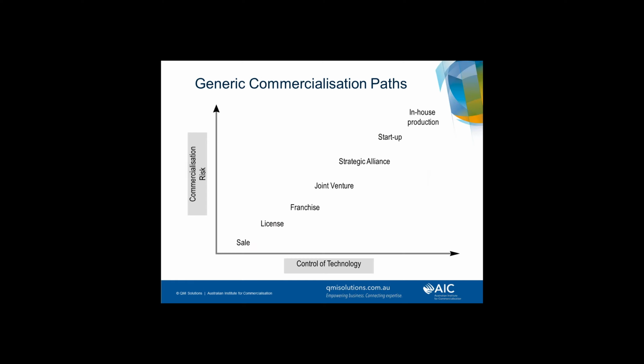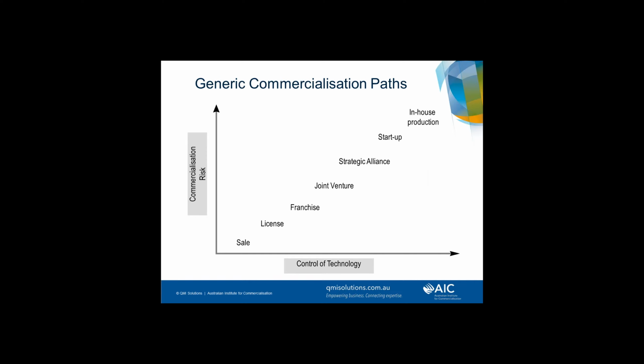Now, this graph is useful because it illustrates your control of your idea on the bottom axis and the commercialization risk involved in that path on the vertical axis. Now, the easiest commercialization path is just to sell your idea. You don't have any control of how it goes, but it's a very low risk for you.